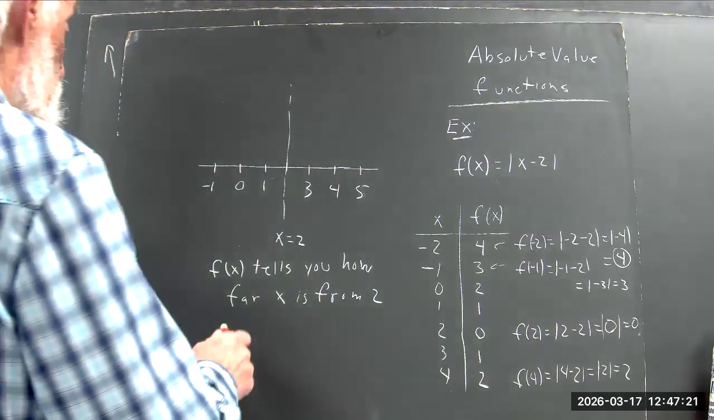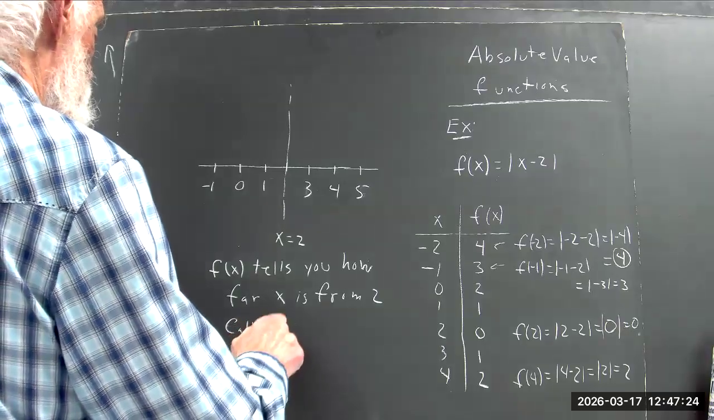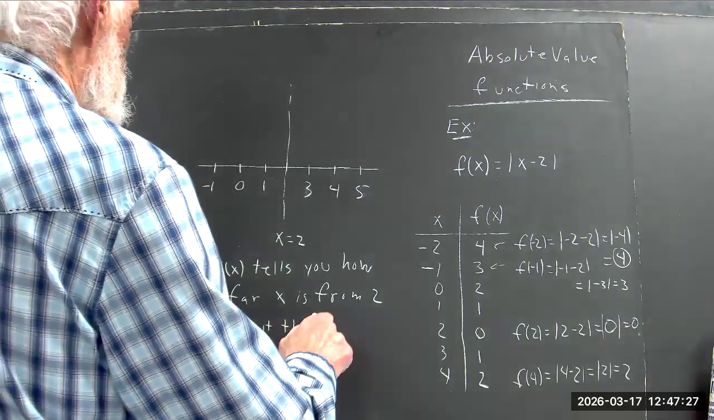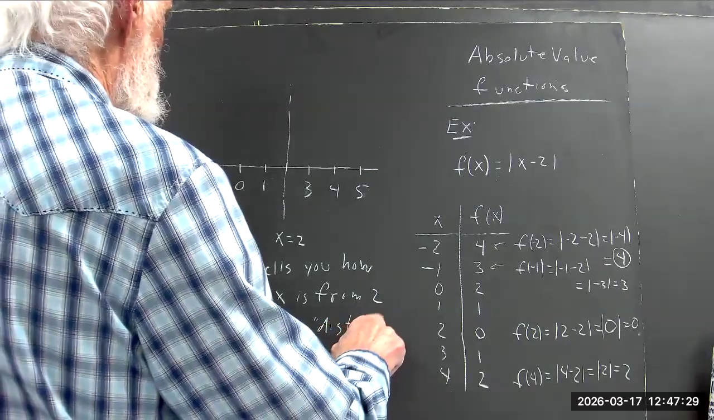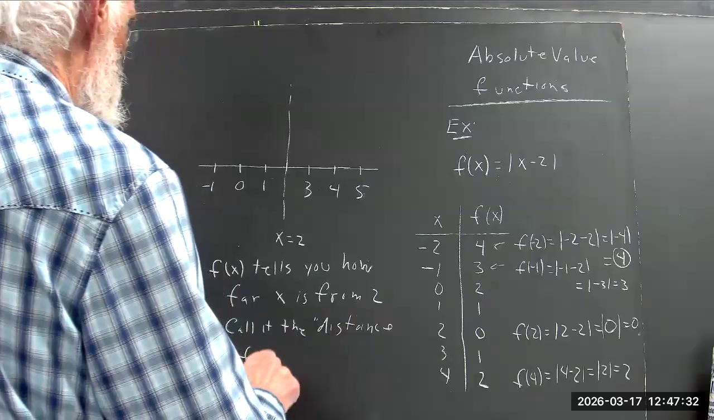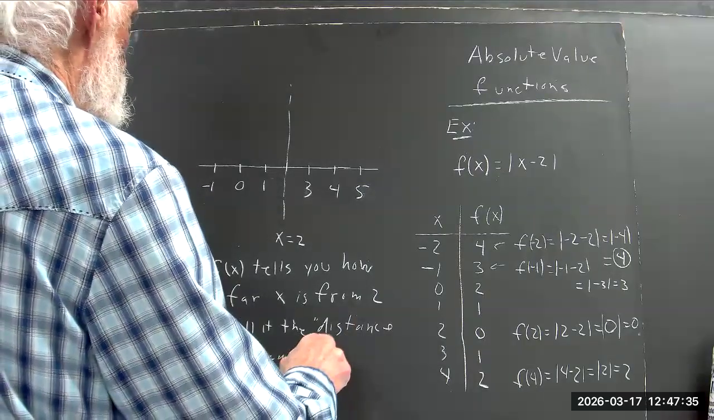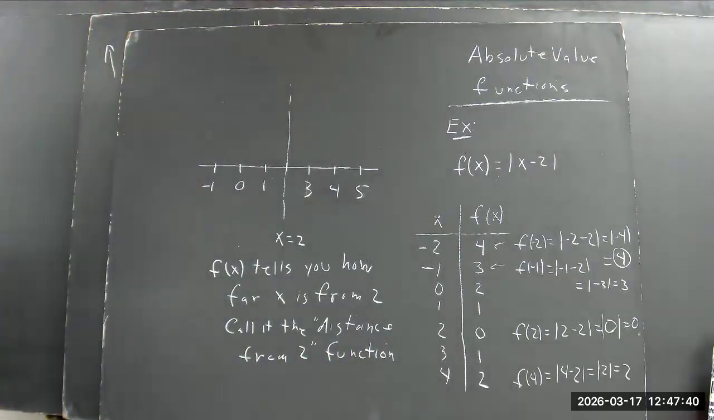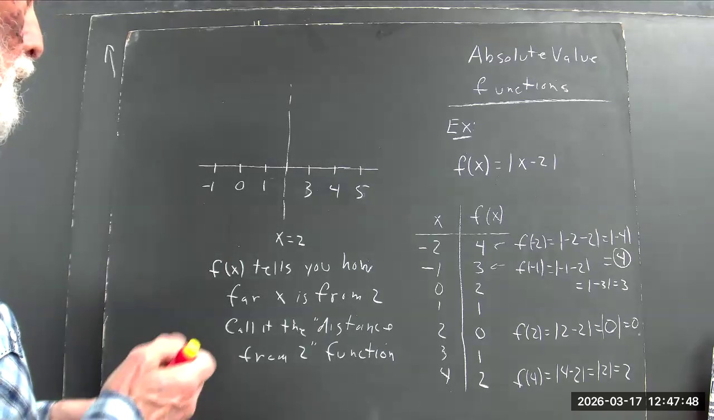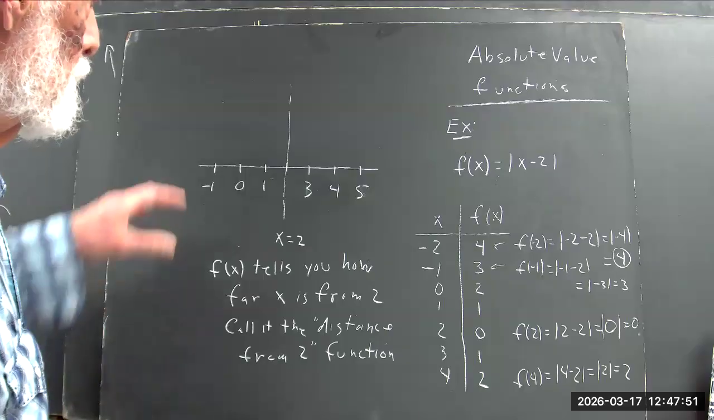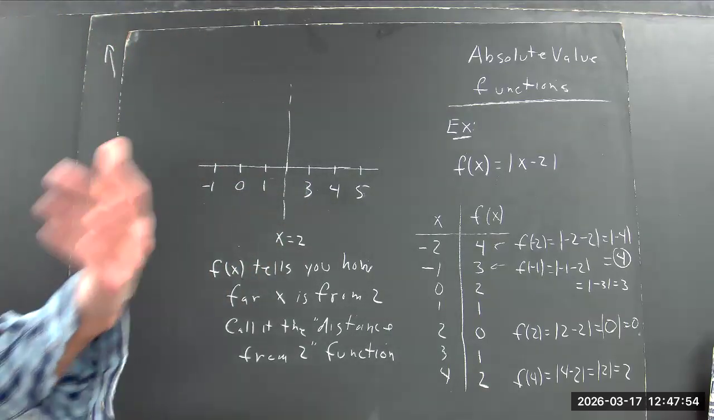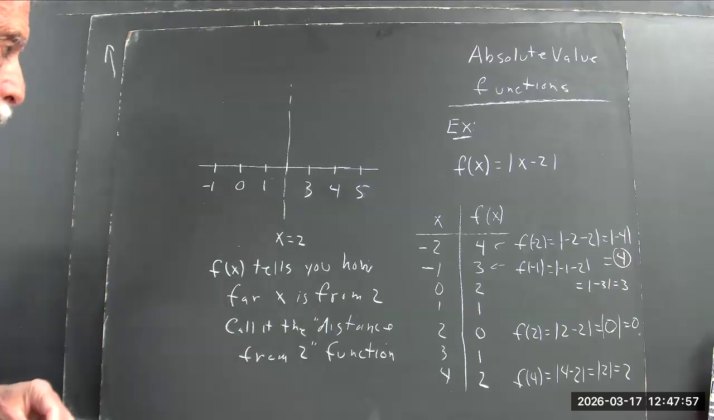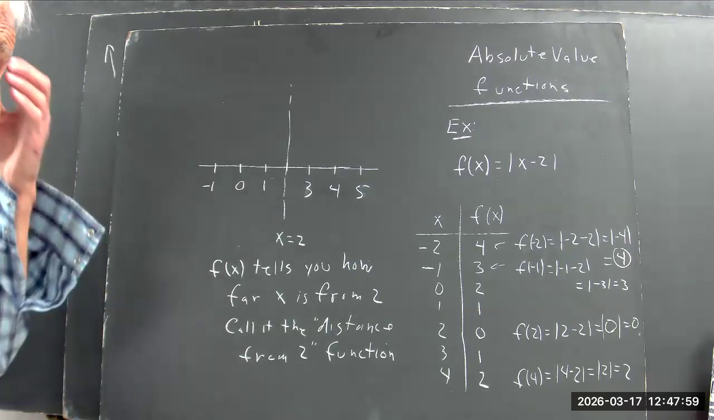It tells you how far x is from 2. Call it the distance from 2 function. Okay, it's kind of an important picture. Not sure how much open math stresses it. But if you want to understand it in a simple picture, then that's worth understanding.